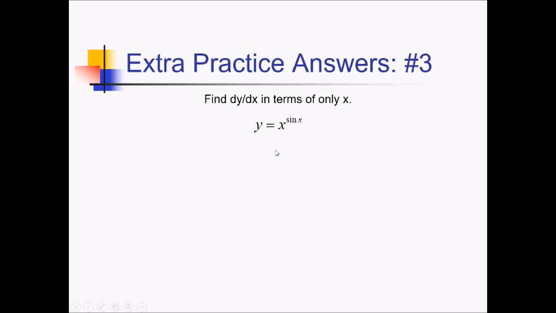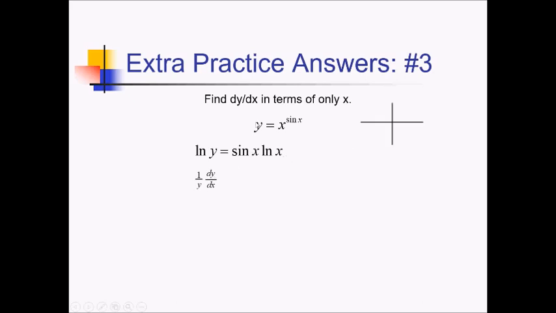To take the derivative on this problem, since I have an x in the base and the exponent, I need to differentiate logarithmically. So let me start by taking ln of both sides. Ln of y equals, I'll have sine of x times ln of x. Taking the implicit derivative now, I have 1 over y times dy over dx on the left. On the right side, I'm going to use the product rule.